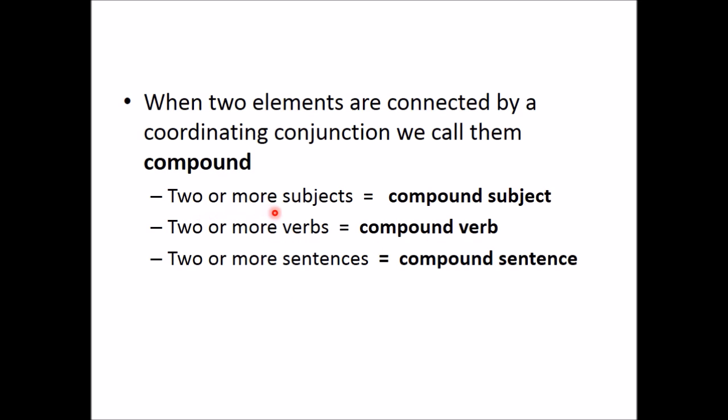If you have 2 or more subjects connected by a coordinating conjunction, you have a compound subject. If you have 2 or more verbs connected by coordinating conjunctions, you have a compound verb. And the same with sentences. 2 or more sentences connected by a coordinating conjunction is called a compound sentence. So now we're going to look at how to diagram sentences that have a compound subject, a compound verb, and a compound direct object. Okay, we're going to start with compound subject.